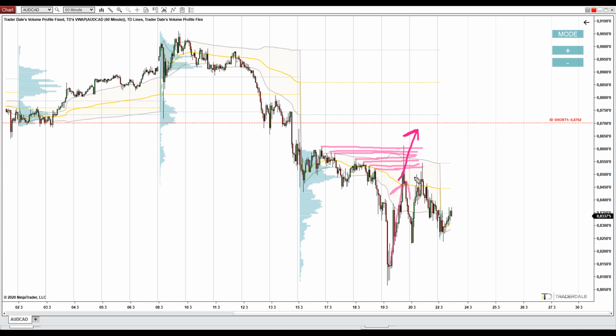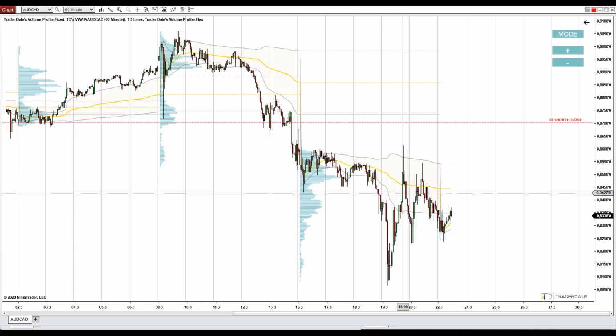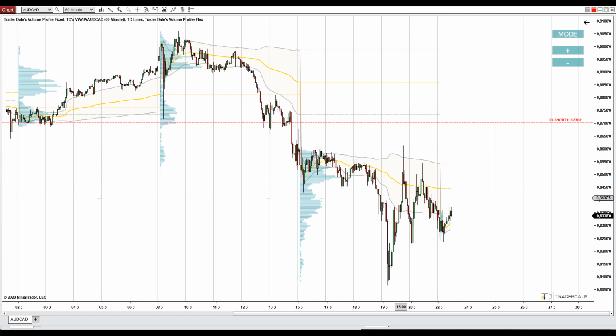This is the reason why I don't like taking shorts from areas like these. Even though you can see that there were heavy volumes, it's not really a good idea to trade those areas when there are weak highs like those, because the price usually does this. So that's the weak highs on the Australian dollar, Canadian dollar.